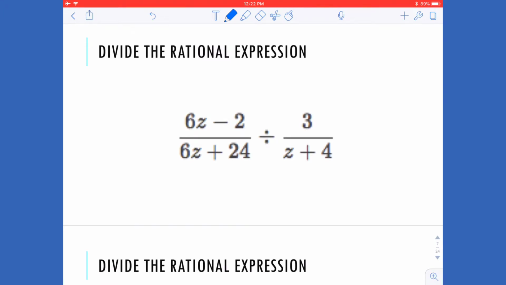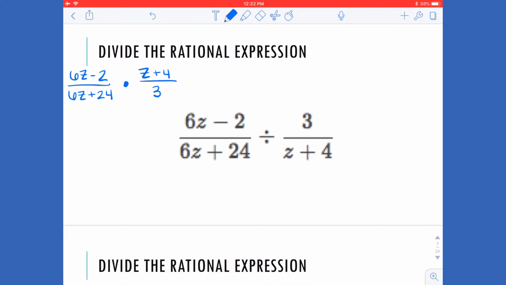So dividing the rational expression, again, remember that I'm going to keep my first fraction, so 6z minus 2, all over 6z plus 24. I'm going to switch my sign to multiplication, or I should say: keep, change, and switch my fraction, which is the reciprocal. So z plus 4 moves to the top, all over 3.